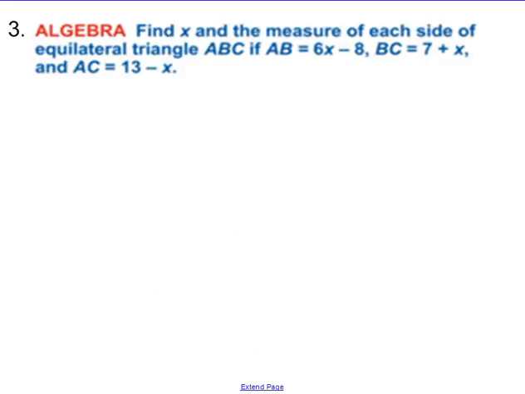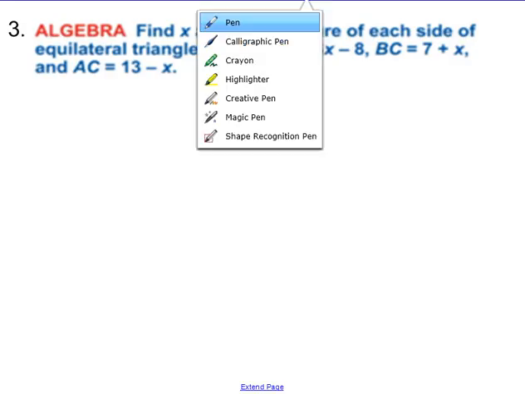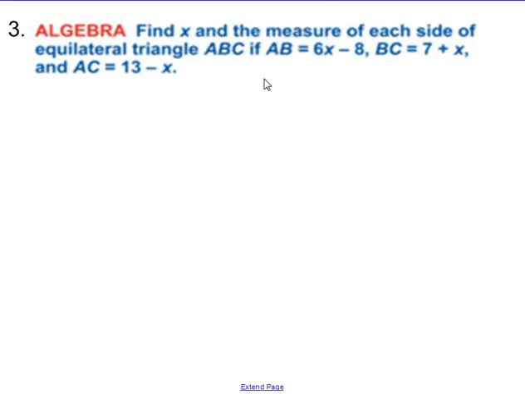All right, now the next one. I'm going to highlight some of the vocabulary that we have here. We want to find x if we have an equilateral triangle. And it's telling us that we have one side, AB is 6x minus 8. BC is 7 plus x. And AC is 13 minus x.